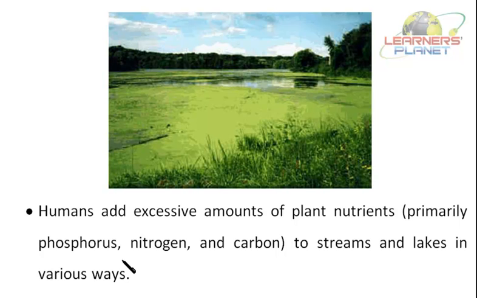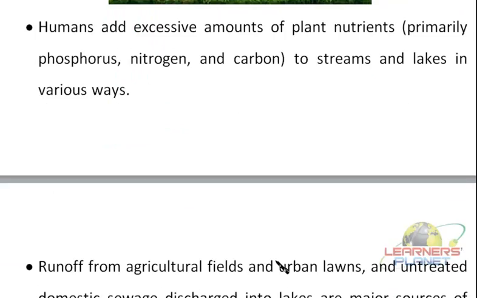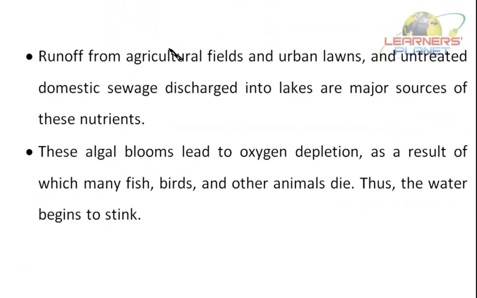So what have human beings done? Humans add excessive amounts of plant nutrients, which are primarily phosphorus, nitrogen and carbon, to streams and lakes in various ways. The runoff from agricultural fields and urban lawns and untreated domestic sewage discharged into lakes are the major sources of these nutrients.